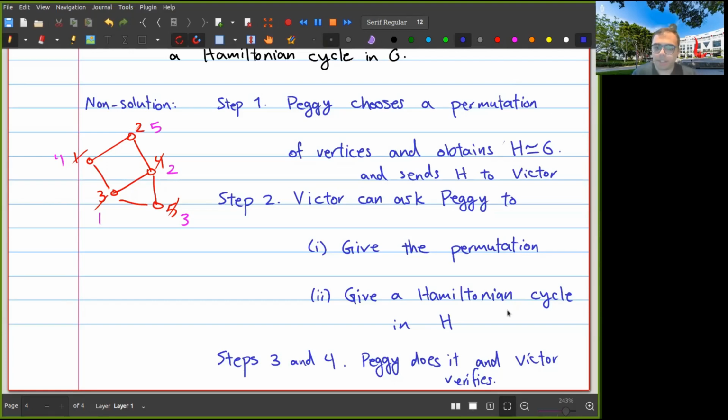And then he might be able to use that information to actually find the Hamiltonian cycle in G. But even if he can't do that, the important point is that we are leaking some information, and that's not allowed. We shouldn't leak any information. Okay.